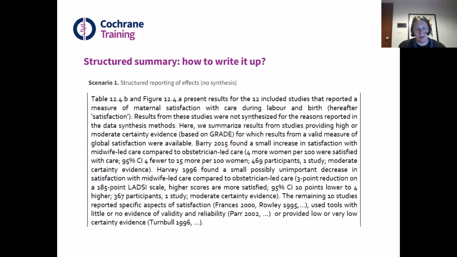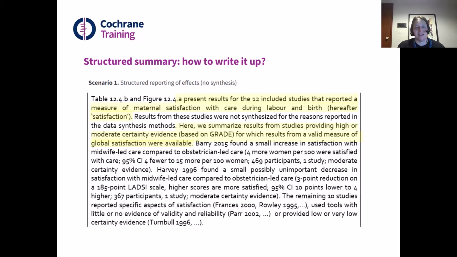So how might you write this up? At the beginning, you might say something like, the table and figure present results for the 12 included studies that reported a measure of maternal satisfaction with care, hereafter referred to as satisfaction. The next bit of text says, here we summarize results from the studies providing high or moderate certainty evidence based on GRADE for which results from a valid measure of global satisfaction were available.